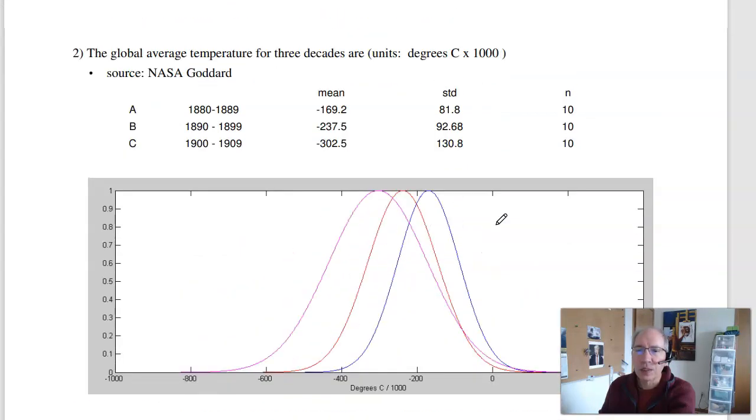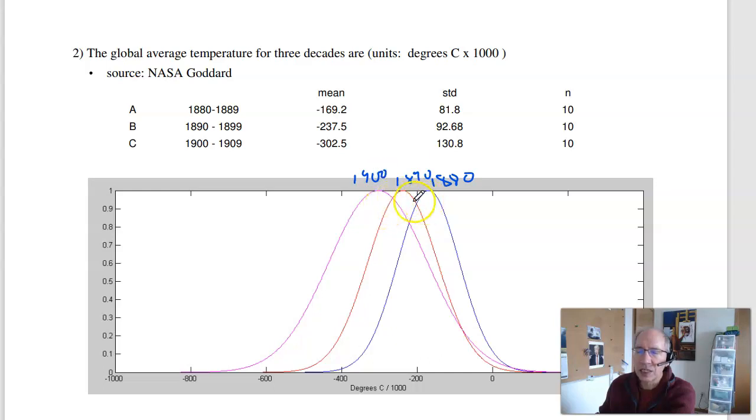Problem 2. Let's look at world weather. NASA Goddard has been recording global temperatures since 1880 and calculating the deviation from normal. This is degrees C times 1,000. So this is actually minus 0.169 degrees C, minus 0.237, minus 0.302. Is there a difference in the means between these 3 decades? Here's what they look like. This one is 1880. This one is 1890. And here's 1900.